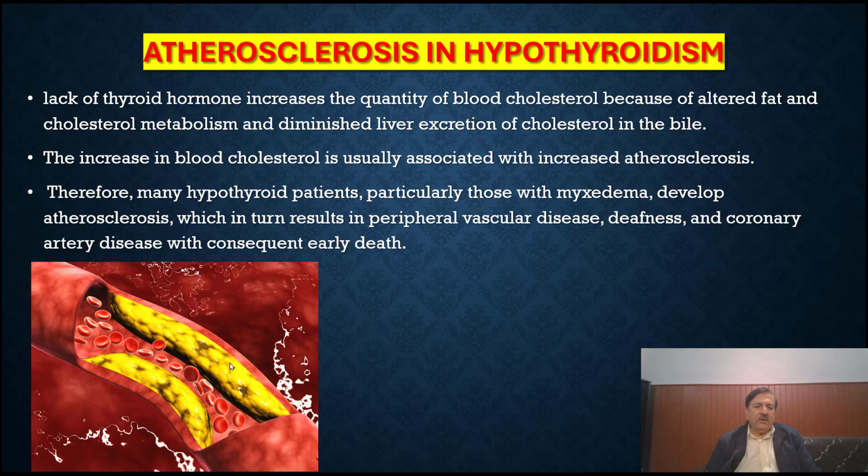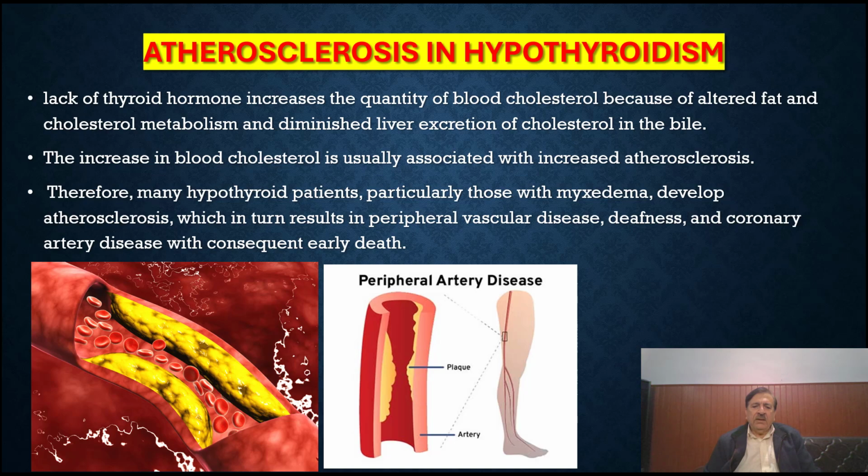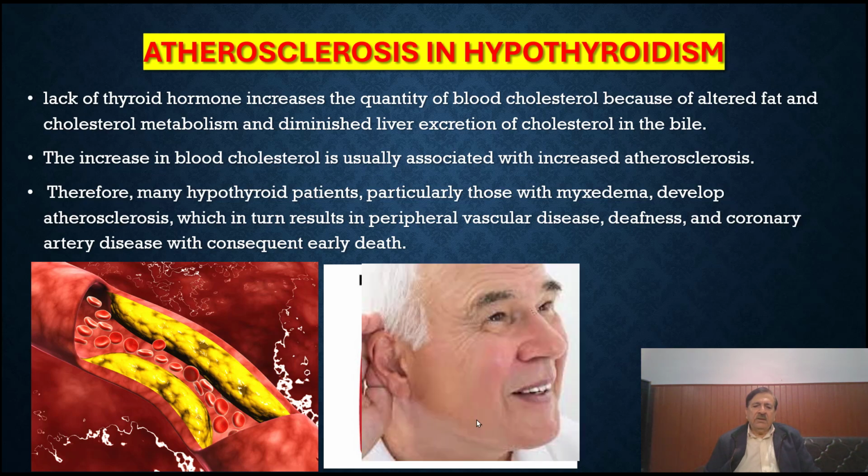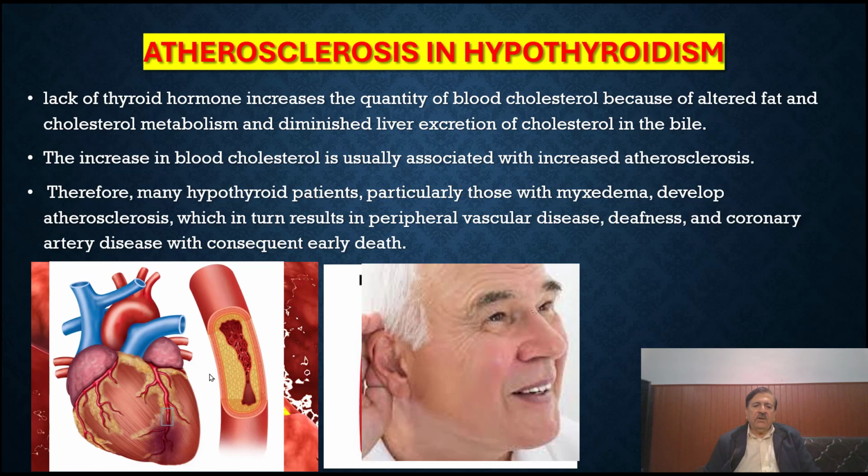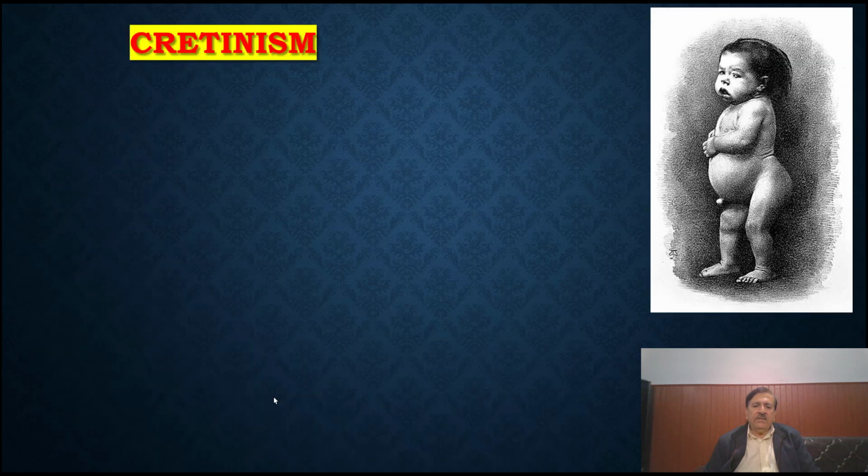Therefore, many hypothyroid patients, particularly those with myxedema, develop atherosclerosis, which in turn results in peripheral vascular disease. You can see the blood supply to the legs impaired and they become blue or cyanotic. Deafness and coronary artery disease with consequent early death.